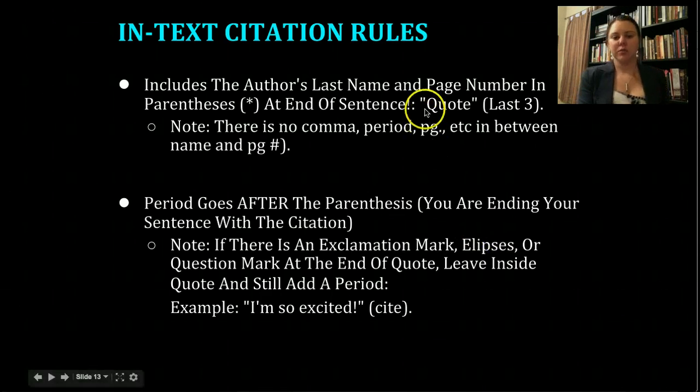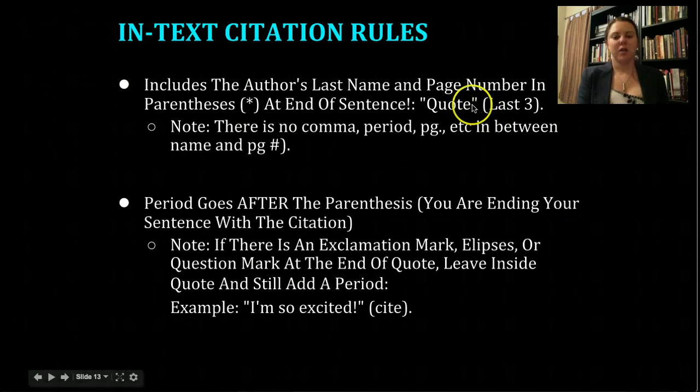Okay, so I would do my quote in quotation marks, and then I have these parentheses and I have the author's last name and a page number. Notice here there's no comma in between the last name and the page number. There's no "p." or anything. And the period goes after the parentheses. You are essentially ending the full sentence with that citation. That citation belongs to that sentence. So make sure your period goes after.